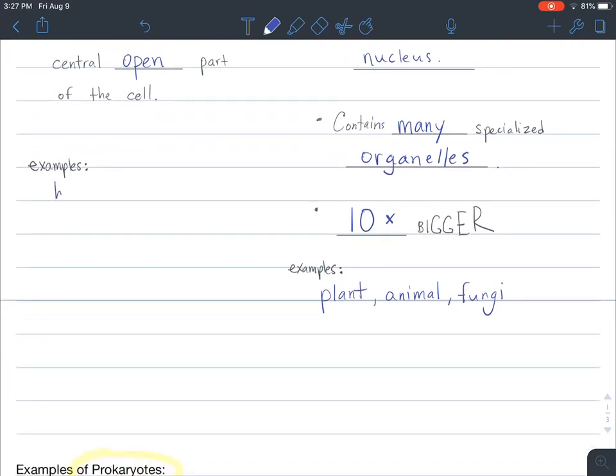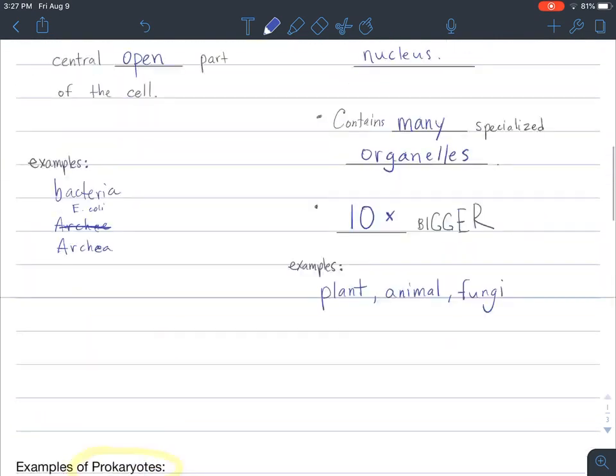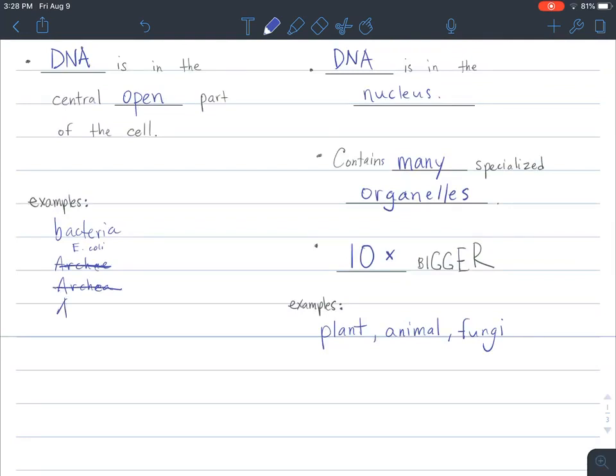So examples of those would be bacteria. You can label some of those specific examples like E. coli, etc., and also archaea. I think I messed that one up there. Let's look at this. A-R-C-H-A-E-A. There you have it. Sometimes you got to learn how to spell a word on the fly.